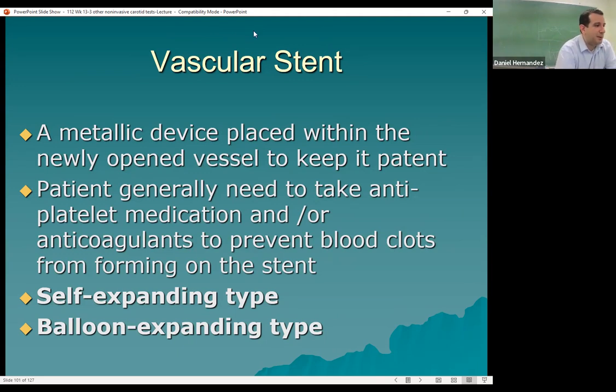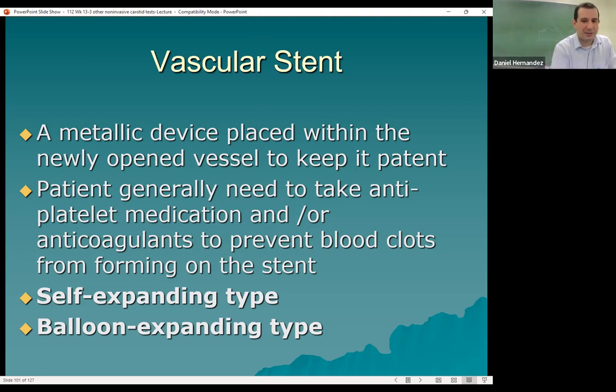So this might be an option after they've gone in, they've done the balloon angioplasty to smush that plaque up against the wall, reopen that vessel. They might decide, hey, we don't want to have to go in and do this angioplasty again. Let's put a stent in to try and keep that vessel open long term.